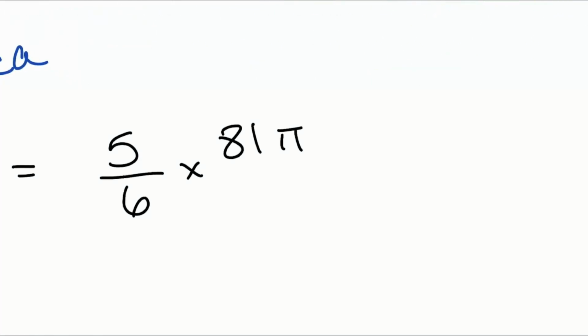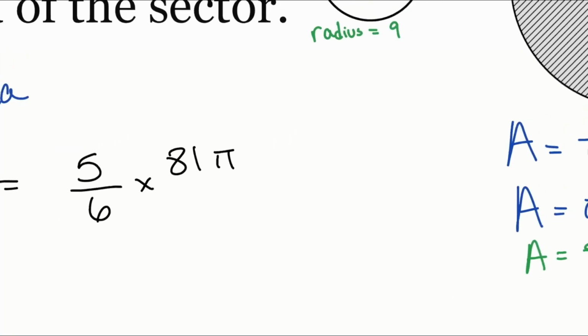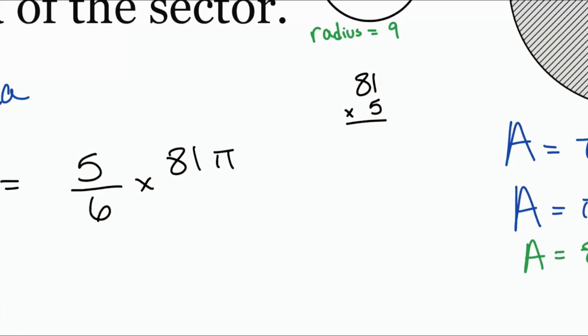And from here, this is where the math happens. We can go ahead and do 5 times 81, and then put the pi, and then divide it all by 6. You can absolutely do that. And so we will. Everybody, what is 5 multiplied by 81? 81 times 5, 405. That's correct. Some mental math. 80 times 5 is 400. 1 times 5 is 5. 405.